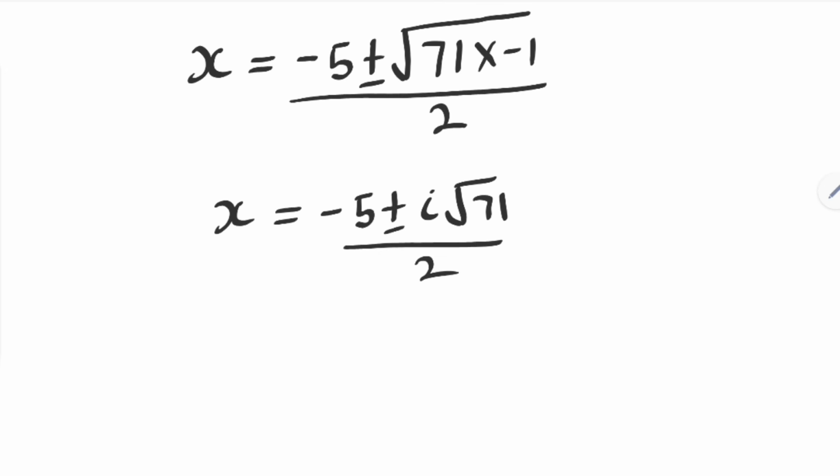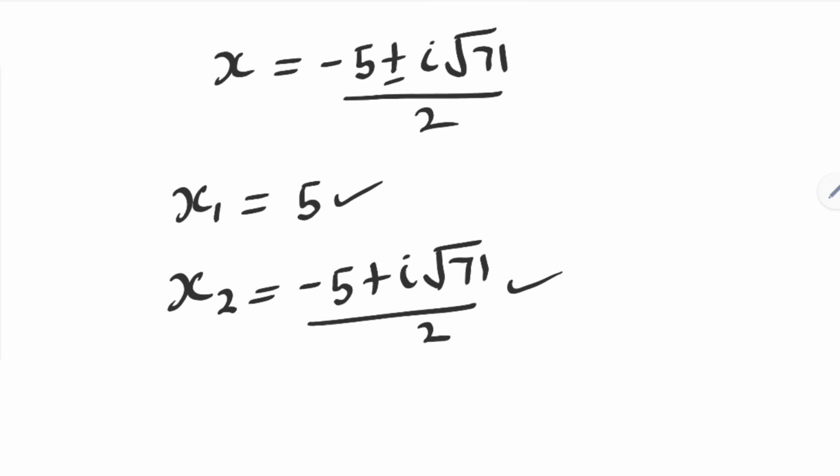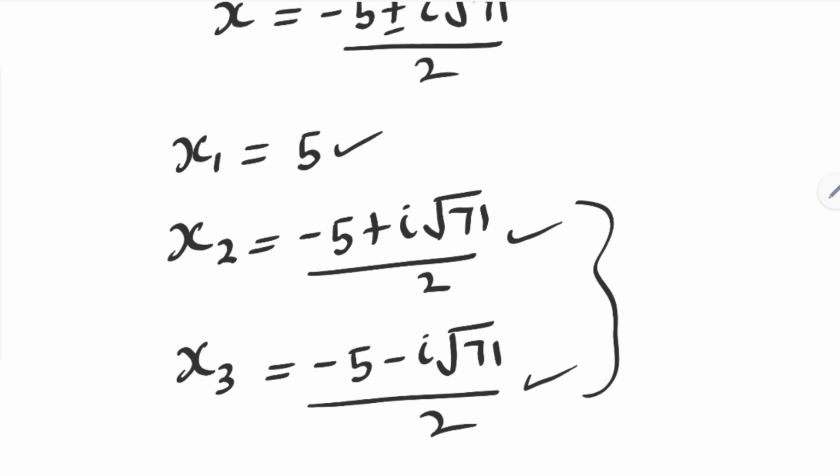Therefore, our final answers are: s1 is equal to 5, which is the real root. s2 is equal to minus 5 plus i square root of 71 over 2, which is complex. Then s3 is equal to minus 5 minus i square root of 71 over 2, which is also complex. These two are complex. Then this is the only real root we have.